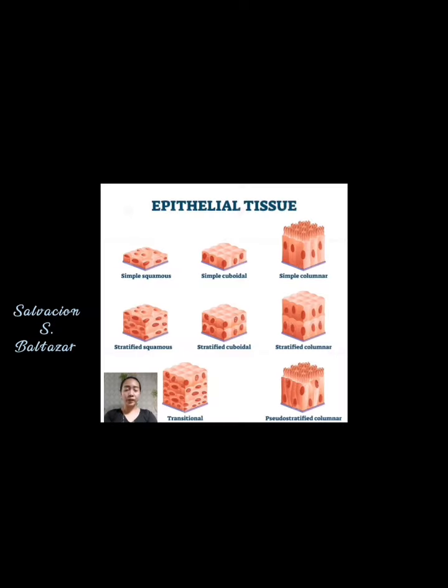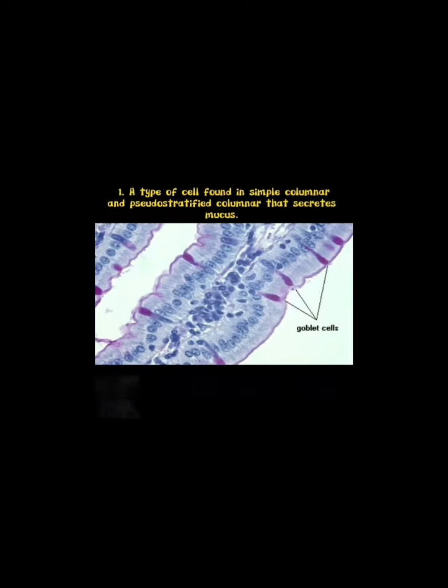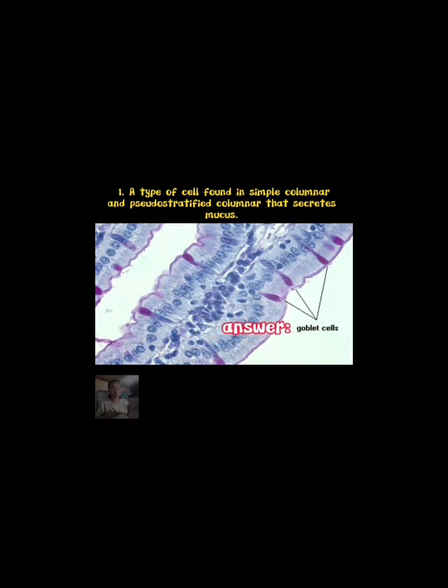Good day everyone, my name is Salvationas Baltazar, and today let's try to answer some of the questions from our laboratory manual. Number 1, it is a type of cell found in simple columnar and pseudostratified columnar tissue that secretes mucus. So the answer here is goblet cells. We all know that goblet cells resemble their namesake.